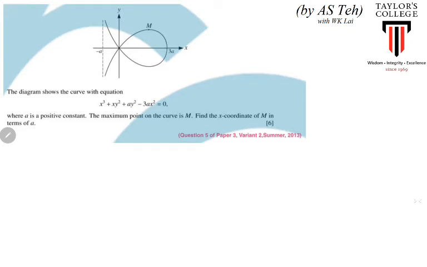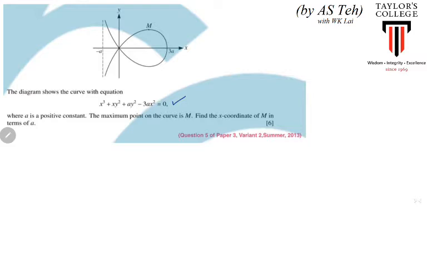Okay, hi everyone. So in this example, we're given a curve that follows the equation x cubed plus xy squared plus ay squared minus 3ax squared equals 0. And in this question, it gave us some information that we need to find a maximum point at M, and to find the relation of the x coordinate in terms of a.